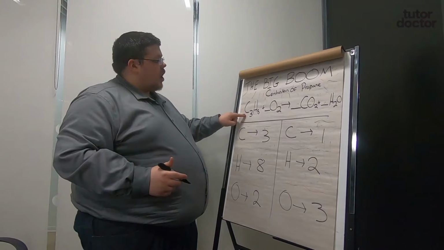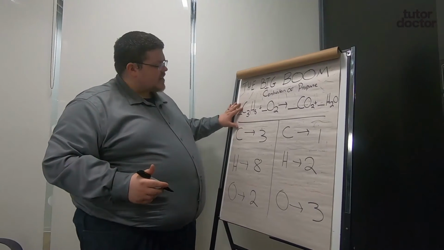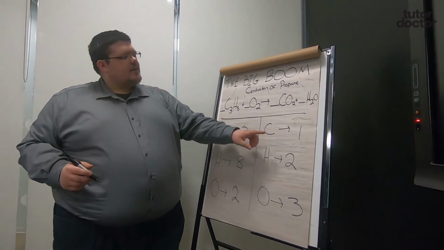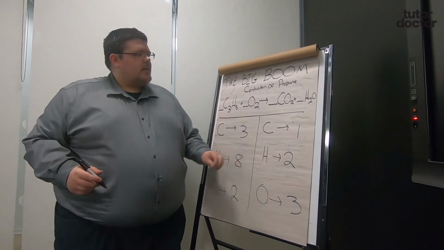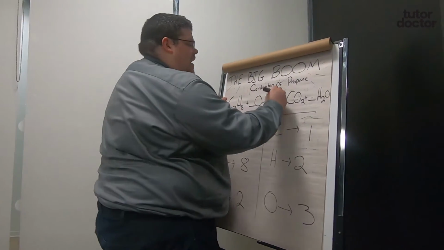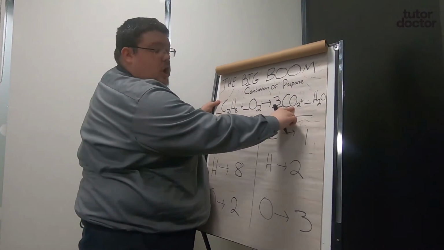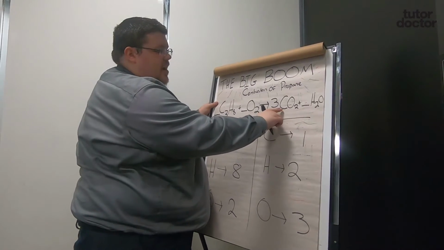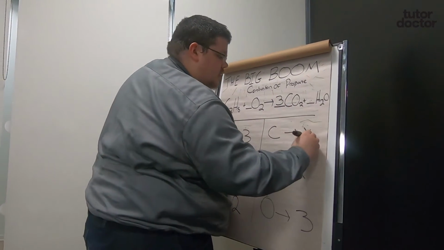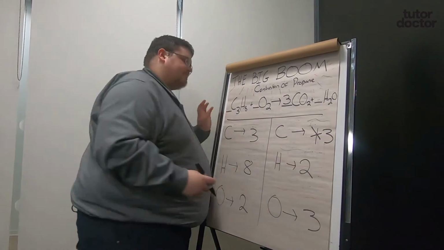We're going to start with the carbons. On the left side of the equation we have 3 carbons, and on the right side we only have 1. To change that, we're going to add a 3 in front of the CO2, which changes all parts of that molecule. So we now have 3 carbons instead of 1.